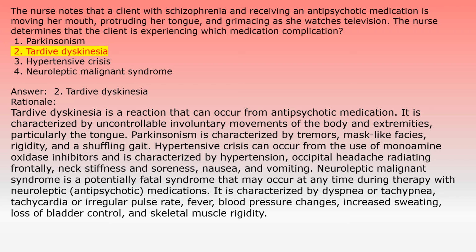Hypertensive crisis can occur from the use of monoamine oxidase inhibitors and is characterized by hypertension, occipital headache radiating frontally, neck stiffness and soreness, nausea, and vomiting. Neuroleptic malignant syndrome is a potentially fatal syndrome that may occur at any time during therapy with neuroleptic antipsychotic medications. It is characterized by dyspnea or tachypnea, tachycardia or irregular pulse rate, fever, blood pressure changes, increased sweating, loss of bladder control, and skeletal muscle rigidity.